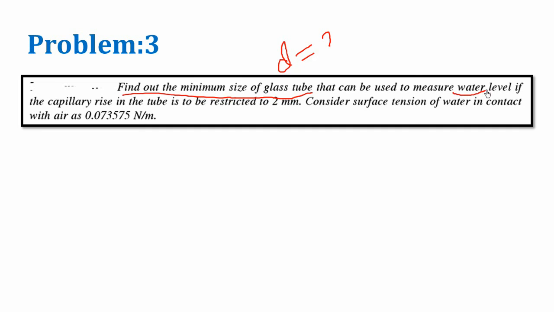It is given that the liquid is water. The capillary rise is to be restricted, so h is given as 2 mm. Consider the surface tension of the water in contact with the air as sigma, which is given as 0.073575 Newton per meter. So we need to calculate the d value.